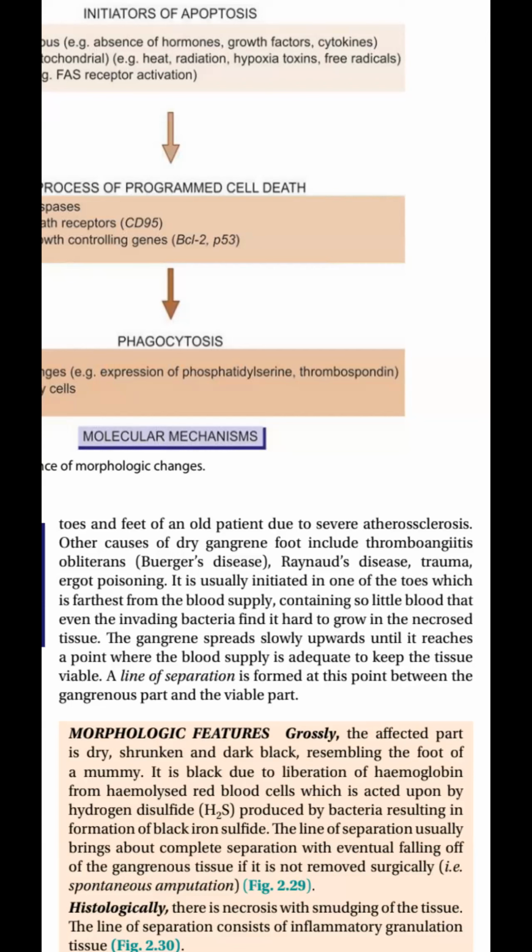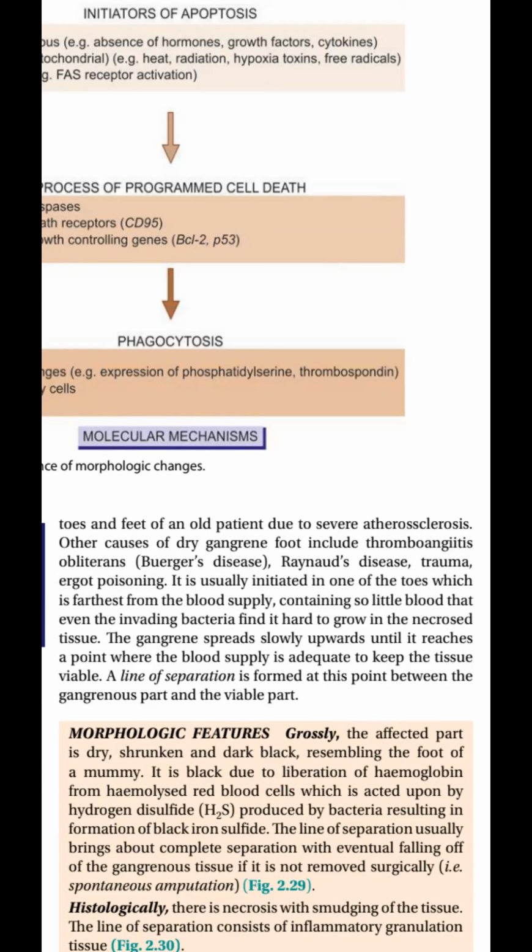But to some extent the inflammation happens, and this process, the growth of gangrene, is very slow in those regions. It grows till the region where they have the optimum oxygen supply. You can see a bifurcation in the skin as well, the gangrene and the normal skin. Till the circulation is normal, till there you can find this gangrene. So the gangrene spreads slowly upwards until it reaches a point where the blood supply is adequate to keep the tissue viable. The line of separation is formed at this point between the gangrenous part and the viable part.